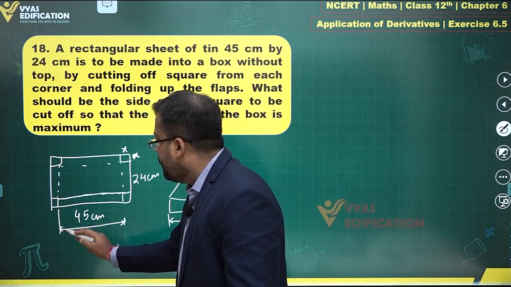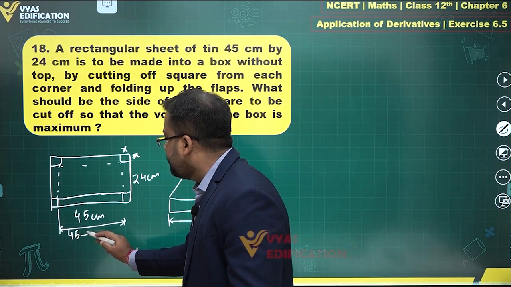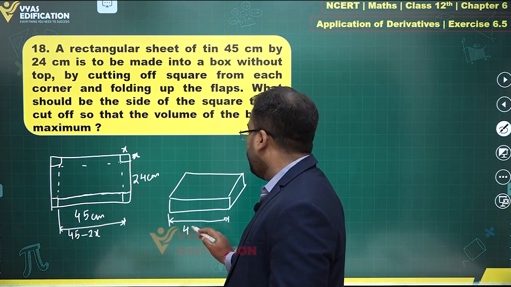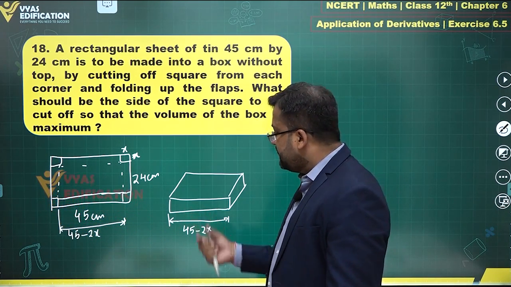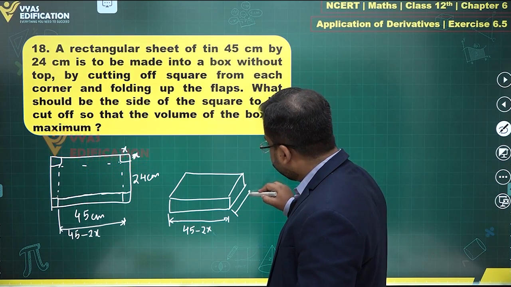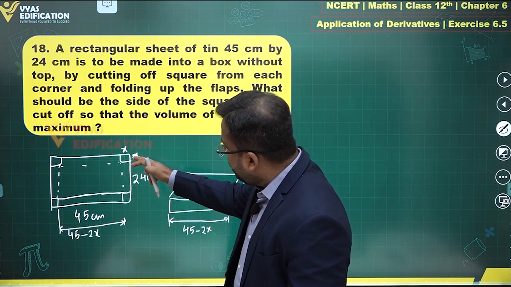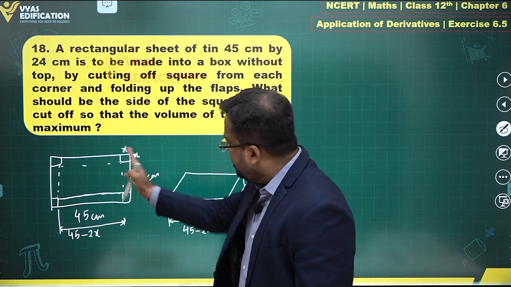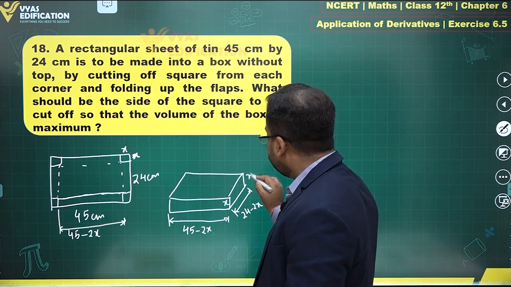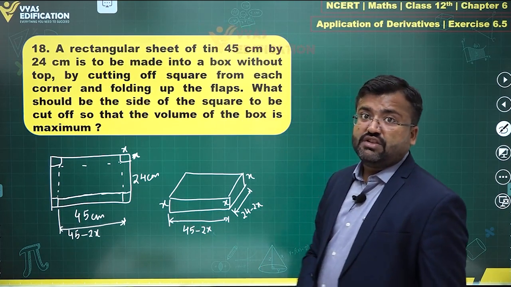This is equal to 45 minus x, which is 45 minus 2x. This will be over here. This is the width. Sorry, this is the length of this box. What about this one? This will again be 24 minus x, which is 24 minus 2x. The height will be this x only. This is x, x, x. This is the height of this tin box, right?